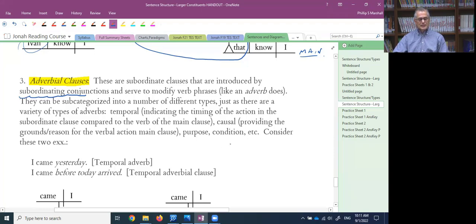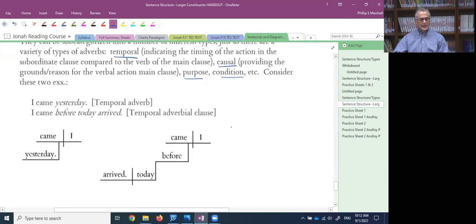And we can subcategorize these into a variety of semantic types. This is what we start talking about: temporal. If my adverbial clause is temporal in nature, it's giving you a time-related qualifier for the verbal action. If it's causal, it's providing the grounds or the reason for the verbal action in the main clause. It could be a purpose, or it could provide a condition for the main verb. So let's look at our example here.